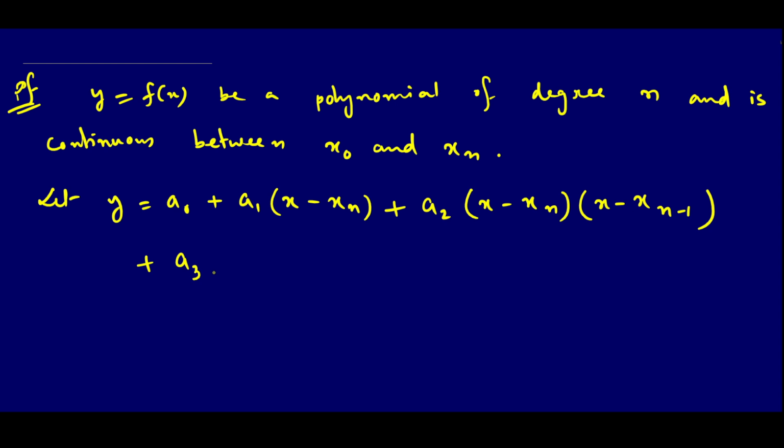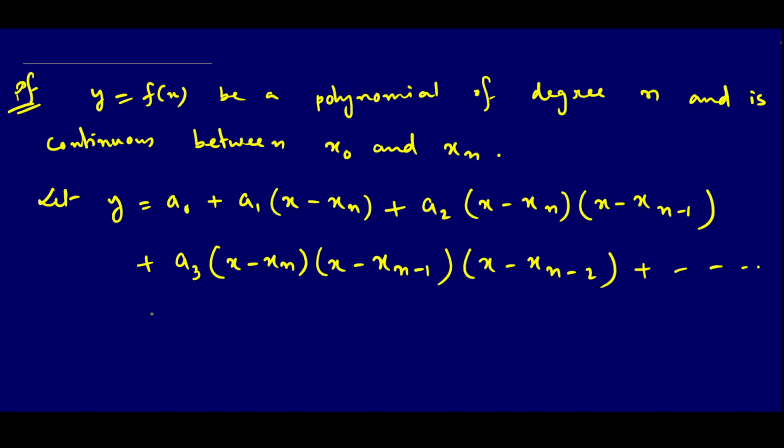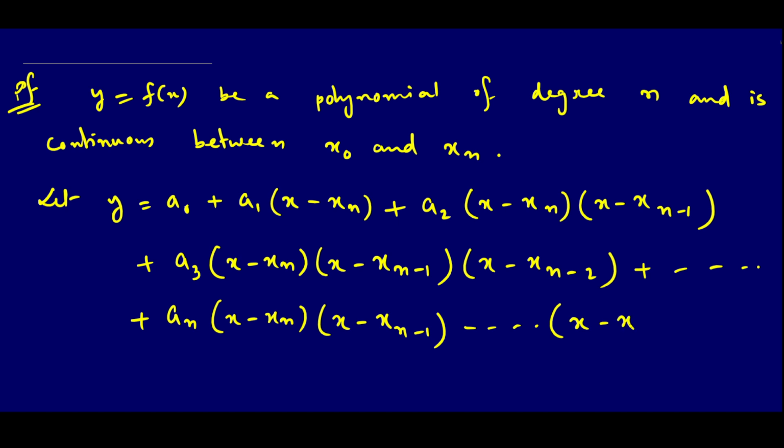We'll keep going like this. For a3 we write three factors: x minus xn, x minus x(n-1), and then x minus x(n-2). Up to the last term, which is x minus xn, then x minus x(n-1), and the last factor is x minus x1. If you count, we have written n factors. We cannot write x minus x0, because then it would be a polynomial of degree n plus 1, and here we want a polynomial of degree n.